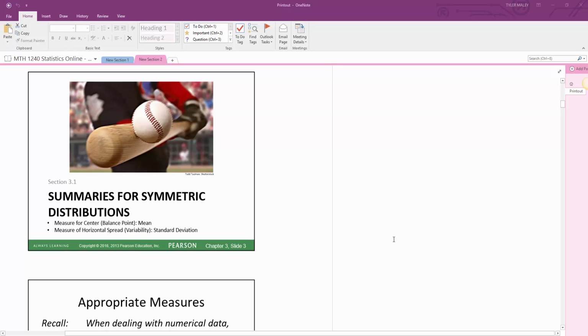So in 3.1, we have summaries for symmetric distributions, right? That's the title of this section. So in this section, we want to be able to look at some measures for center. So this is the balance point or the mean, and then also a measure of horizontal spread, so variability, standard deviation.